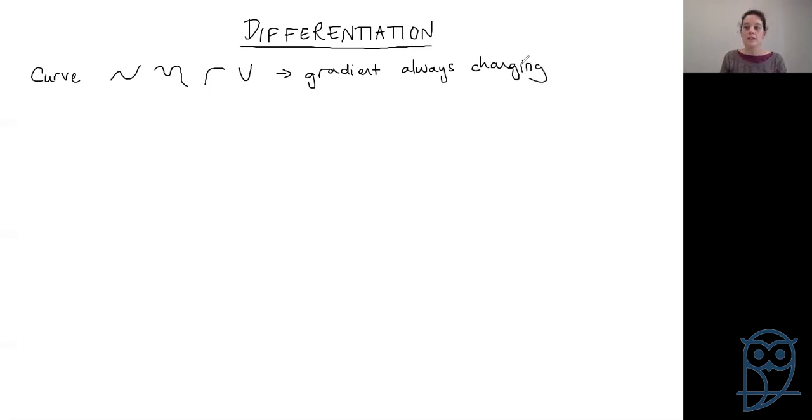So this means that we can't have a single value to represent our gradient. If you think of a straight line, y equals mx plus c, m is our gradient, it never changes. When it comes to a curve, we can't have a single value. We can't have an m for gradient because it's always going to change. So how do we represent this?